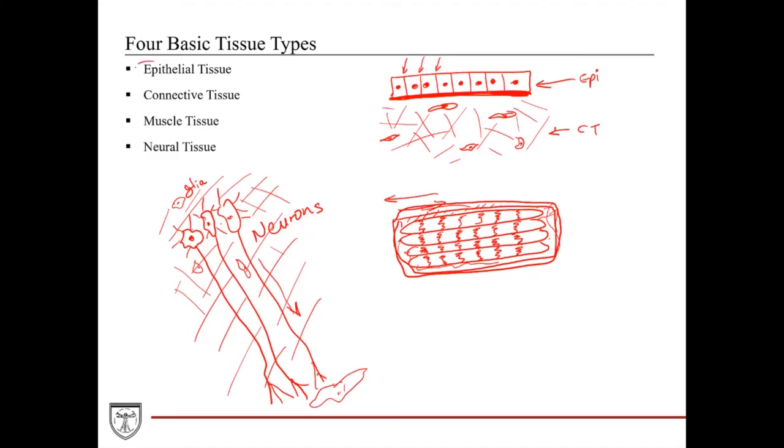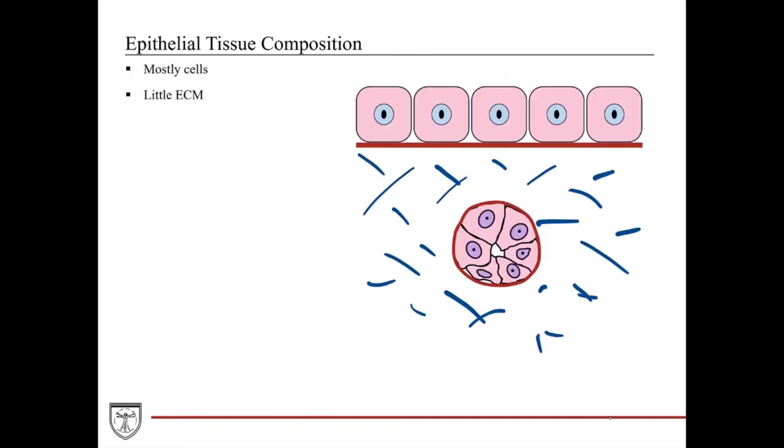But today's topic, of course, is the epithelial tissue. To reiterate, the epithelial tissue is comprised of mostly cells and little ECM. And what little ECM is there is mostly concentrated at the separation point between the epithelium and the connective tissue down here.